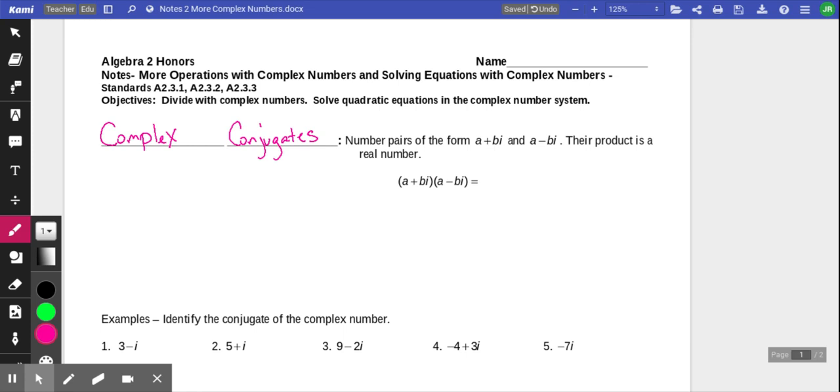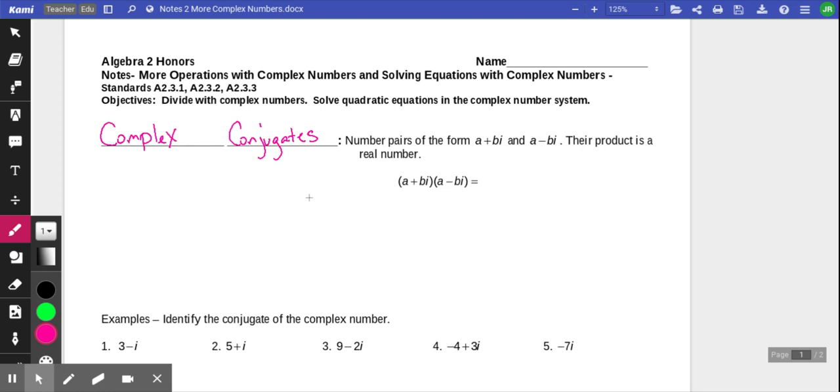Welcome back, students. Today we're going to continue working with complex numbers and their operations. The only operation that we haven't done yet, we already did add, subtract, and multiply, is division. So before we can get into how to divide with complex numbers, we need to talk about complex conjugates.